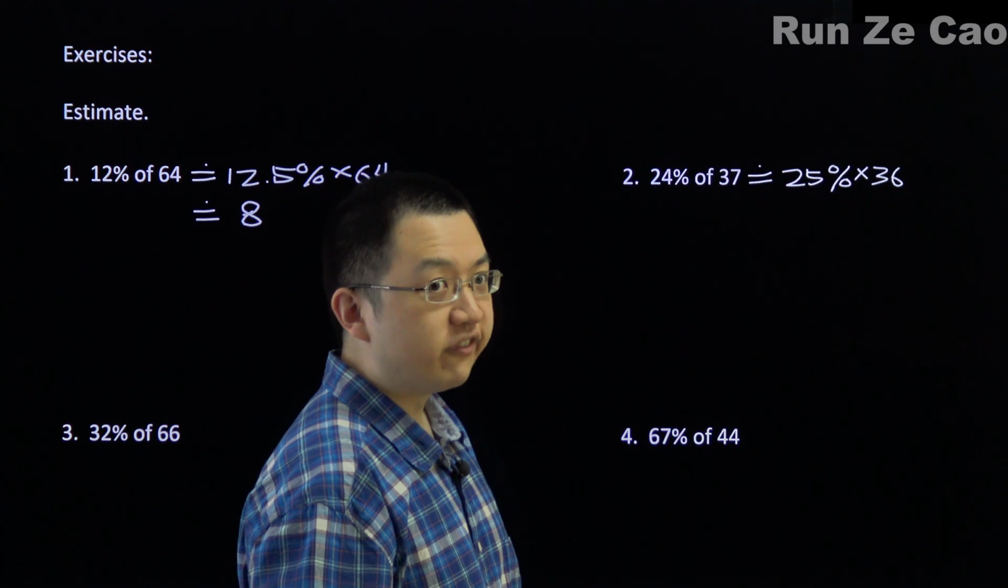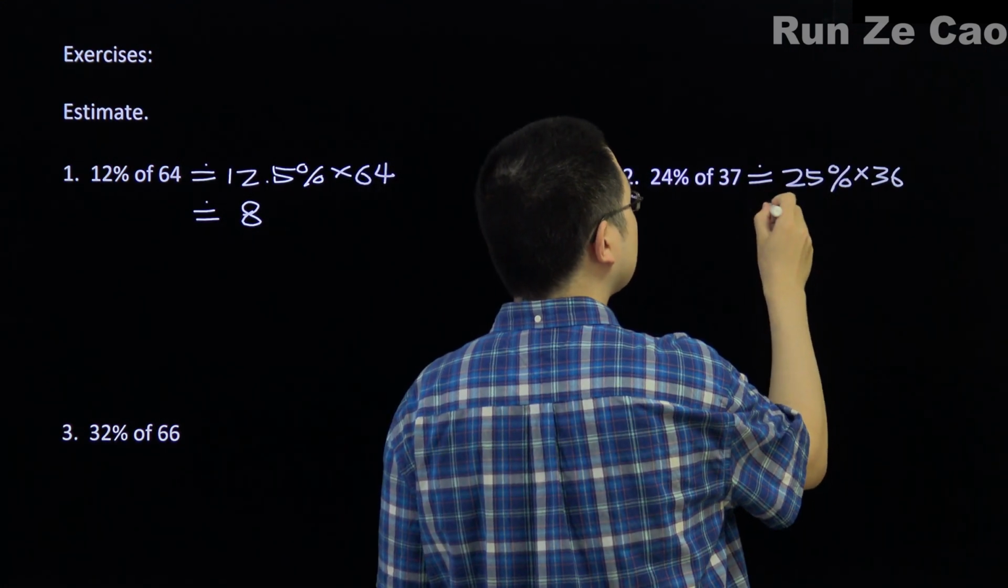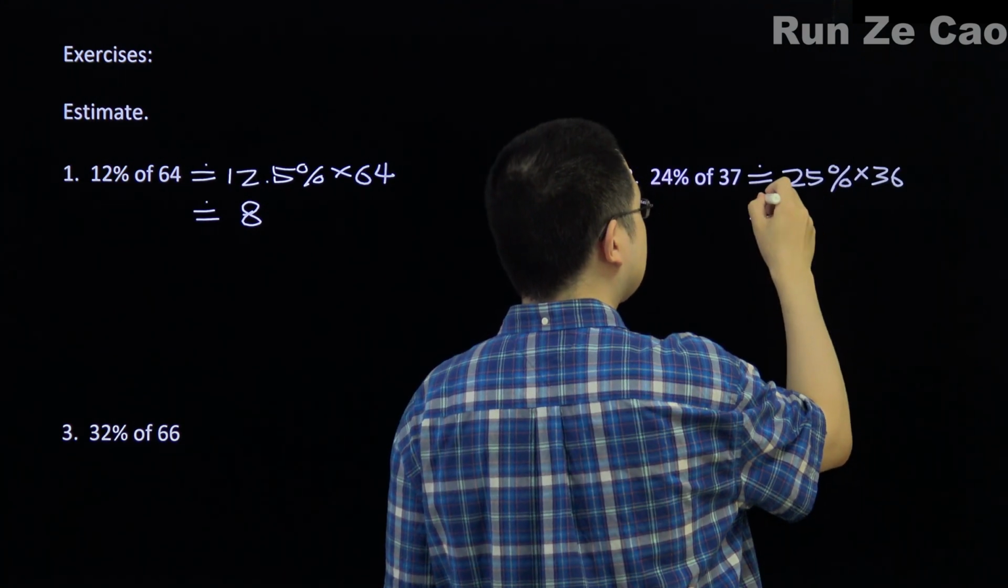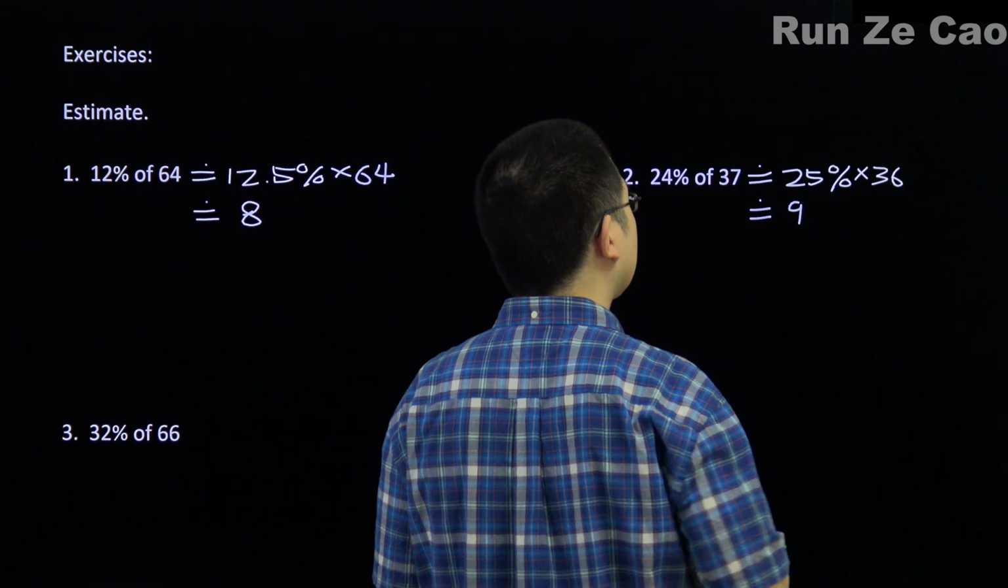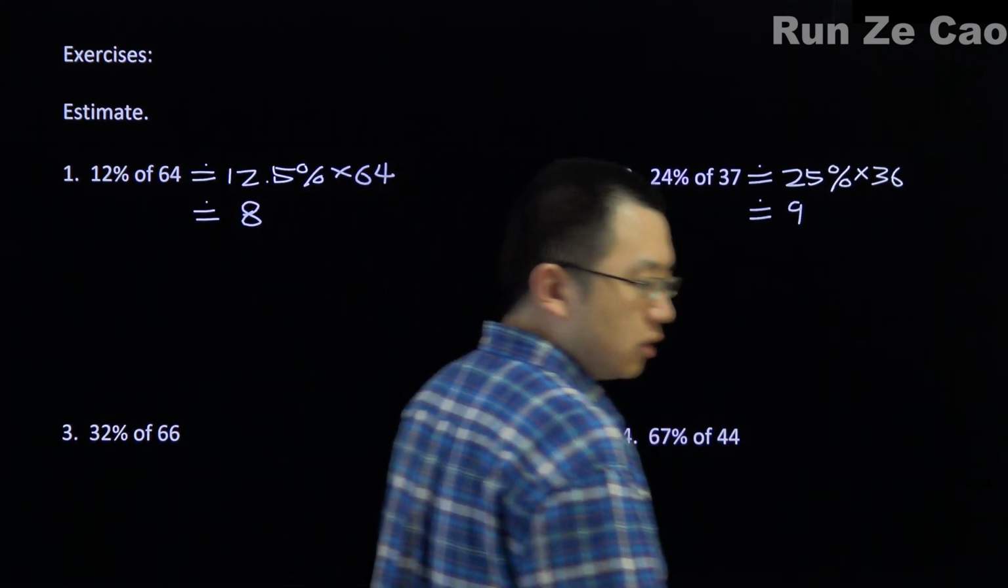36 is a multiple of 4, and 25% is 1/4. So, a quarter of 36? 36 divided by 4, that's 9. Approximately. Because we made approximations.